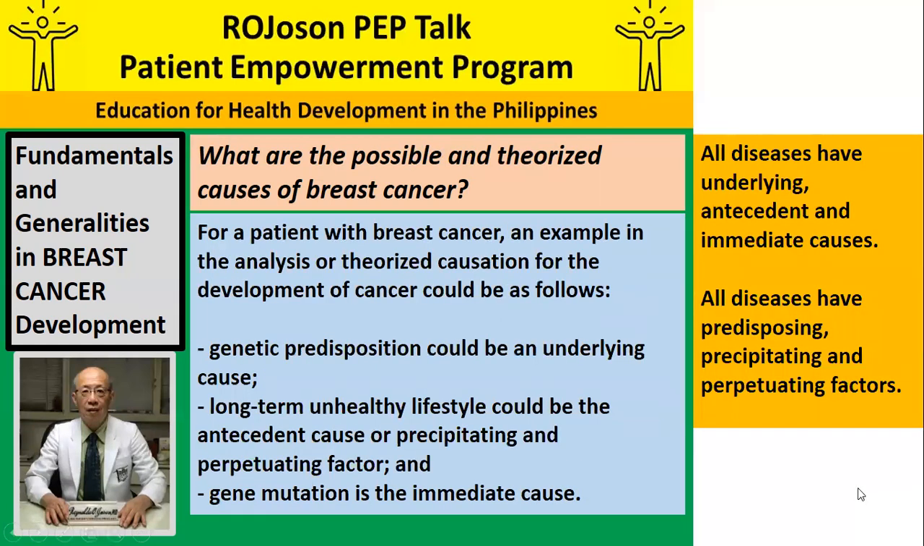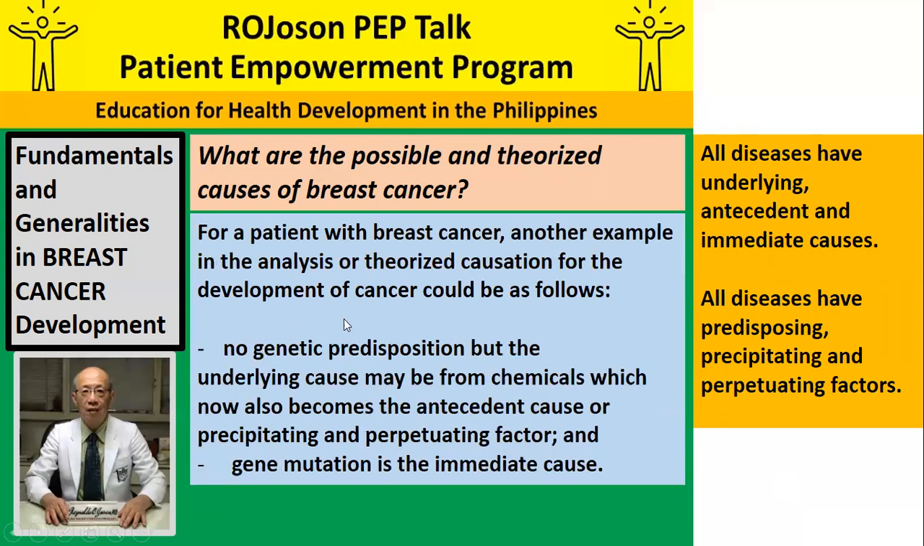For a patient with breast cancer, an example of the analysis or theorized causation for the development of cancer could be as follows. Genetic predisposition could be the underlying cause. Long-term unhealthy lifestyle could be the antecedent cause or precipitating and perpetuating factor. And gene mutation is the immediate cause. Another example: genetic predisposition could be an underlying cause. Excessive exposure to radiation could be the antecedent cause or precipitating or perpetuating factor, and gene mutation is the immediate cause.